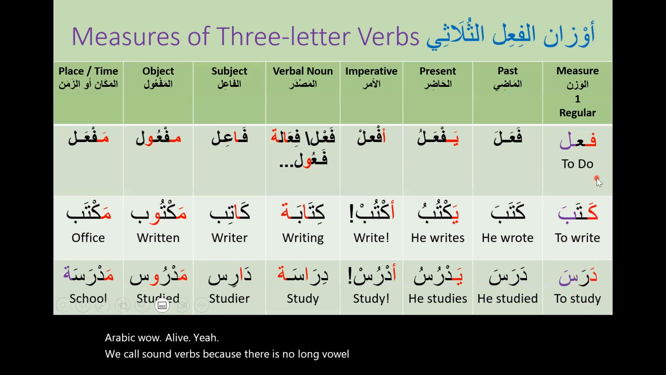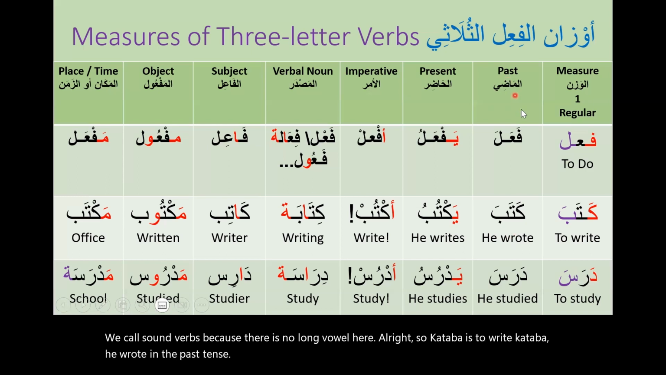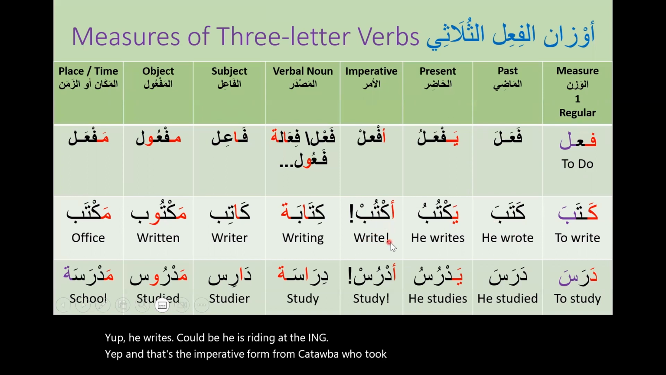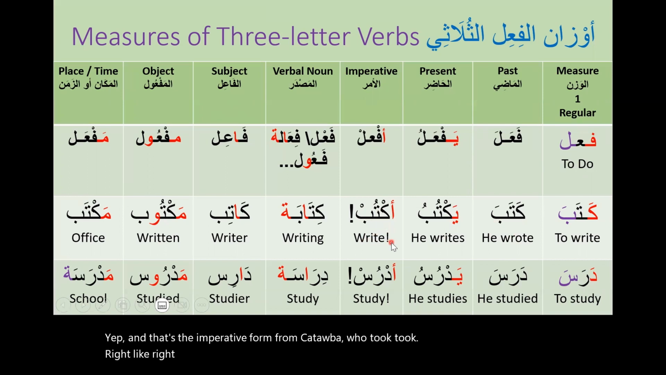We call them sound verbs because there is no long vowel here. All right. So kataba is to write. Kataba, he wrote in the past tense. Fil mudari', the present tense, yaktub, he writes, could be he is writing. The imperative form from kataba, uktub, write. Like write this, write it. You give it an order.